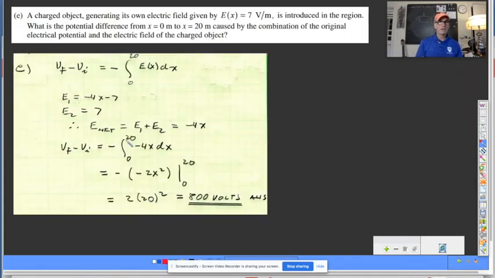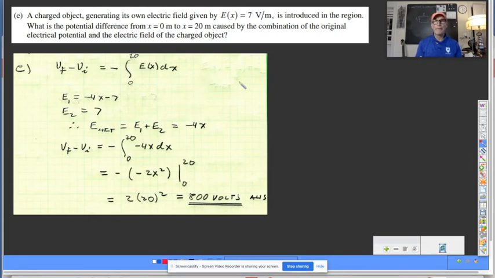Okay, moving right along. Oh, last but not least, part E, yay. A charged object generating its own electric field given by E as a function of x, 7 volts per meter, so it's just a constant value, is introduced in the region. What is the potential difference from x equals 0 meters to x equals 20 meters caused by the combination of the original electric potential and the electric field of the charged object?